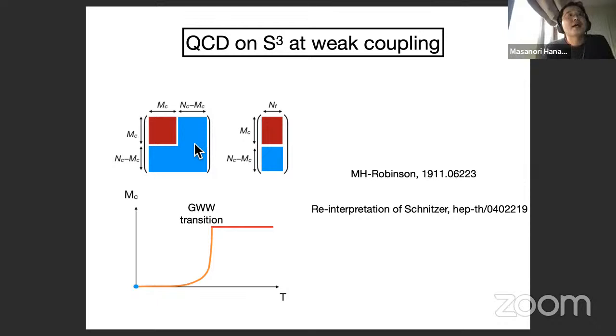And what we can show is that in the gauge sector, this part is deconfined, the rest is confined. In the quark sector, when the chemical potential mu is zero, part of the quarks are deconfined, part of the quarks are confined. And this M is the same as this M. M is zero at exactly zero temperature. Then there is a long, wide region of partially deconfined phase. This M grows gradually, and toward the end it grows quickly and reaches NC. After that, it doesn't grow. This point is the Gross-Witten-Wadia transition. Just by reinterpreting Schnitzer's nice calculation from 2004, we could see this kind of structure.